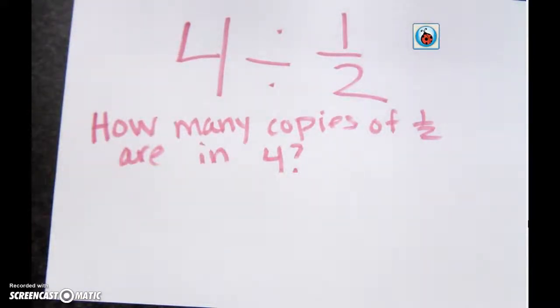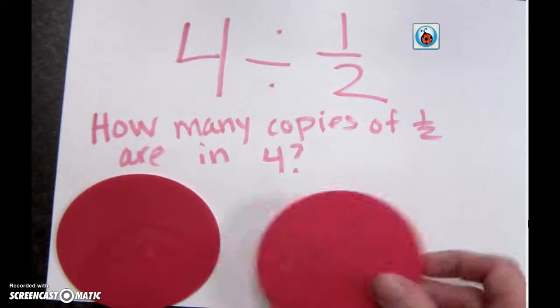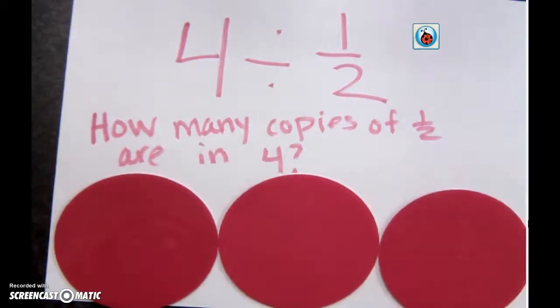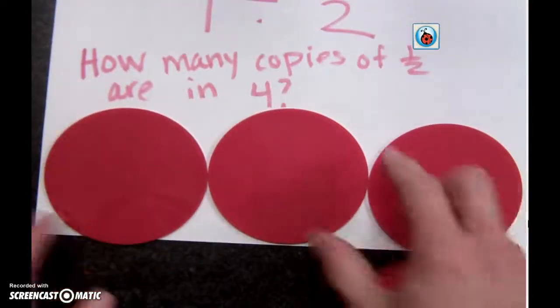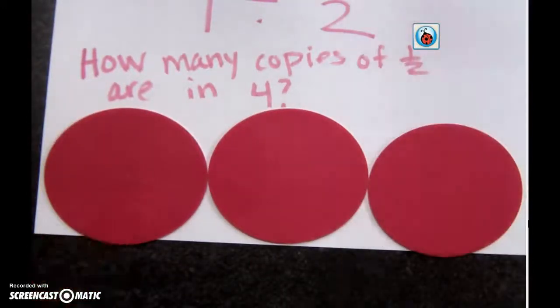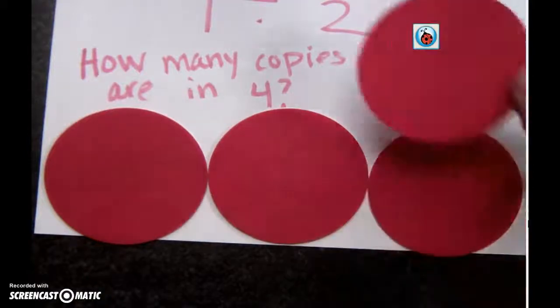And again, keep in mind that we're not leading with that invert and multiply, or change division to multiplication and invert the fraction. We're not starting with that algorithm. That doesn't come till much later, until the students really understand how division works. So we wouldn't want to lead with that in a problem like this. We wouldn't want to lead with that division algorithm because we want them to discover it later. So we have how many copies of 1/2 are in 4.